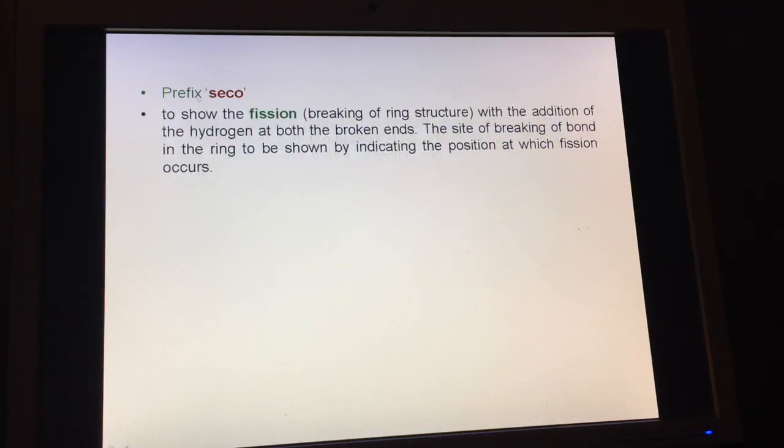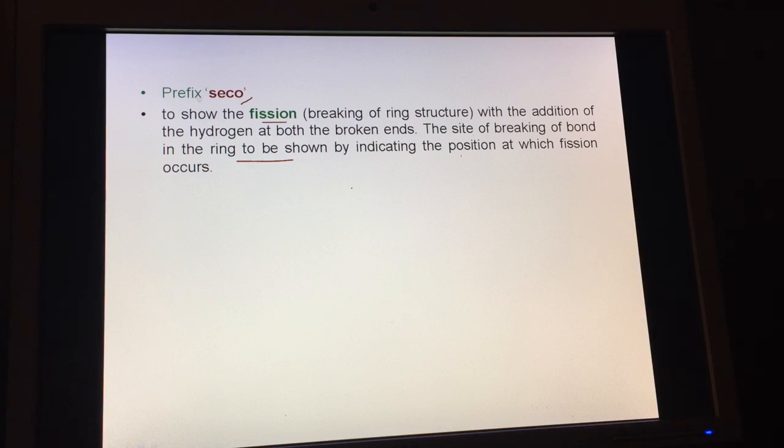Another term that we use is SACO. This SACO is used to represent the breaking of the ring structure in such a manner that hydrogens at each of the ends are added, and the site of breaking of a bond is shown by indicating the position at which the fission occurs. Suppose I say 3,4 SACO, it means the bond in ring A between position number 3 and position number 4 has been broken in such a way that the valencies at both ends are fulfilled. So this is called SACO. It represents the fission of the ring, fission of the bond.